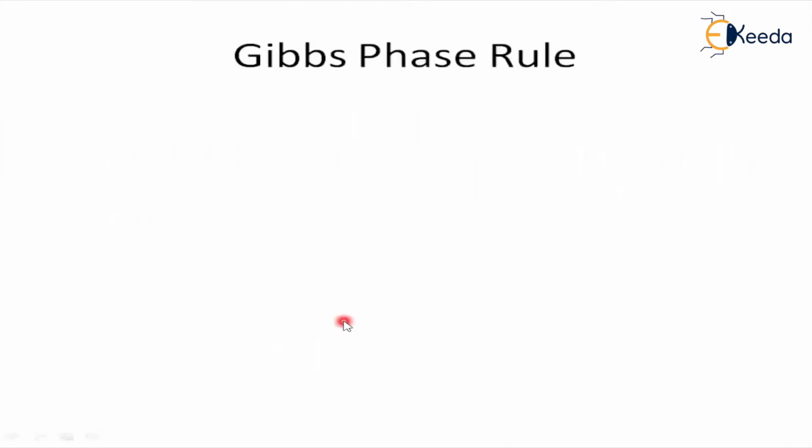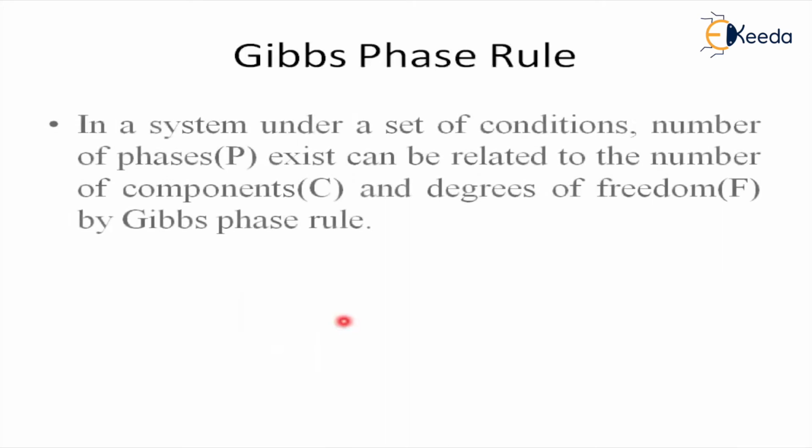Then, before going to understand the phase diagram, it is bound by various rules. One of the rules is the phase rule here. So what do you mean by Gibbs phase rule? Here the system is under a set of conditions, and the number of phases that exist can be related to the number of components and degrees of freedom by the Gibbs phase rule.